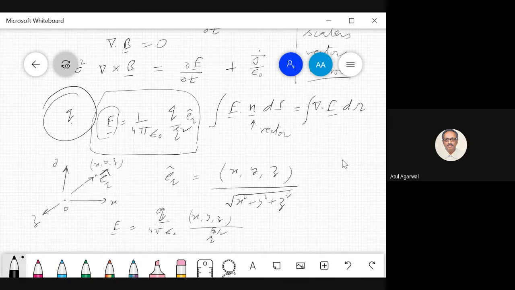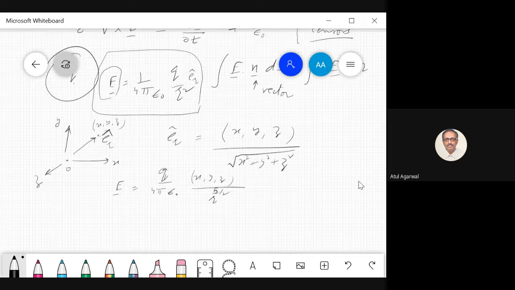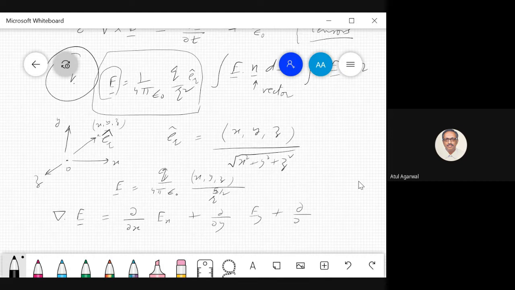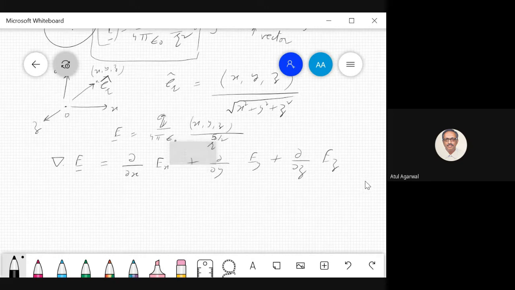So this is all right? Any problem? How will you find that? You have to find the divergence of the electric field. So what is that divergence? Del by del x of Ex. All right, so let's see what your Ex is.